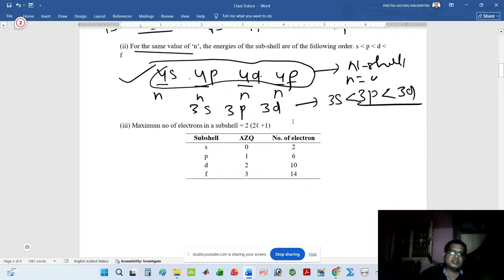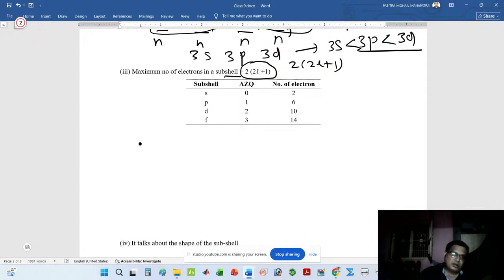Next, you can say the maximum number of electrons in a subcell. The maximum number of electrons can be found by using this formula. Remember this point. This is a very important formula, that is your 2 into (2L plus 1). Let me explain.